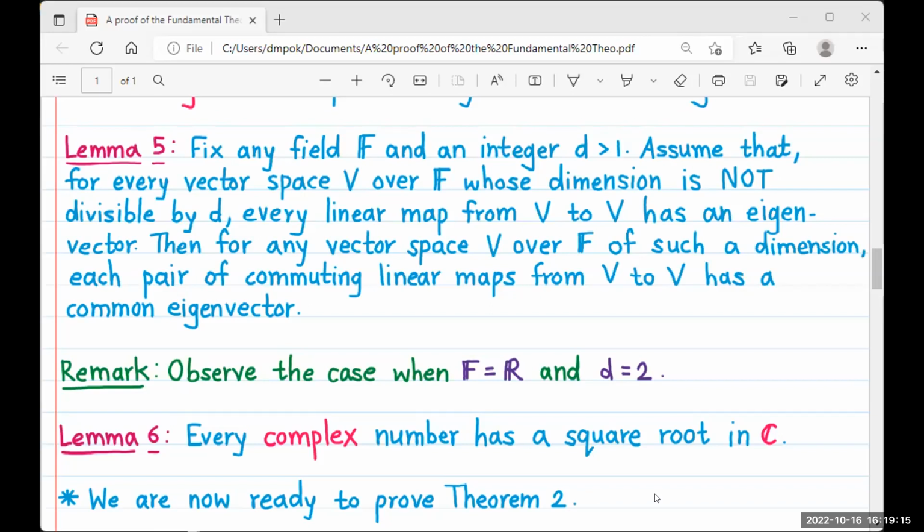Then what will happen? As B is non-zero, B will have a non-zero column vector, say Bj. Then A times Bj will give us the jth column of AB, but AB is nothing but lambda B. So the jth column of AB will be lambda times Bj. So we got A times Bj is equal to lambda times Bj, where Bj is a non-zero vector.